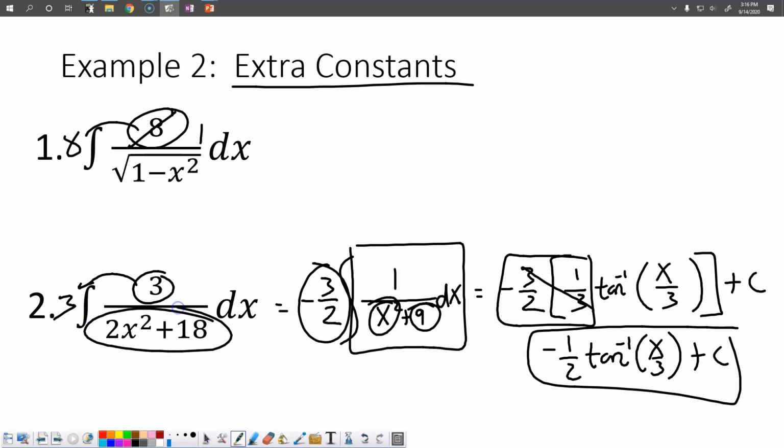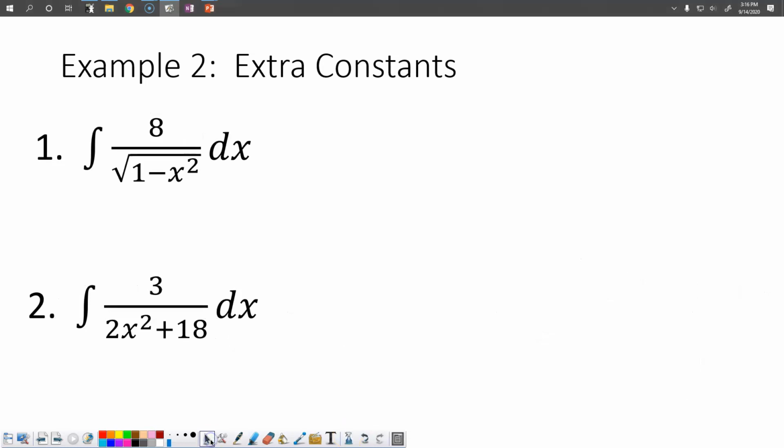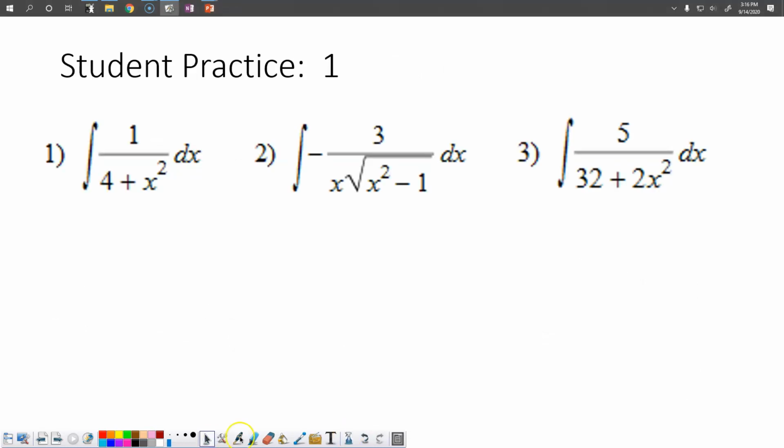But you can also have an extra constant on the bottom, but when you do that, you have to take it out of both terms simultaneously. Okay? So let's go ahead and see if you guys can handle that. So for number 2, you guys have a negative here. We don't want that there. And we also have a 3.